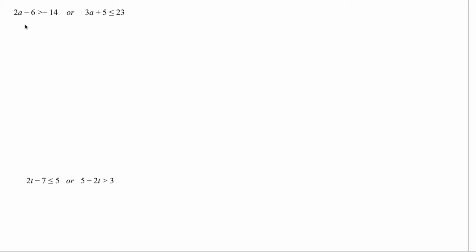So we're going to add 6 to both sides. So we have 2a is greater than, let's see, negative 14 plus 6 is negative 8. Divide both sides by 2, and we get a is greater than negative 4. Or we're going to subtract 5 on both sides. In the second inequality, we get 3a is less than or equal to 18. Or when we divide both sides by 3, we get a is less than or equal to 6. So let's graph this.